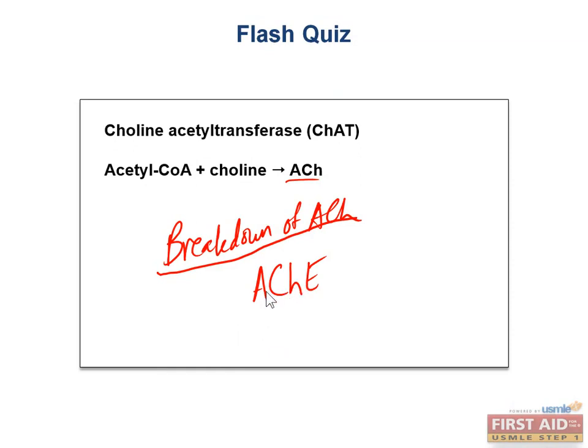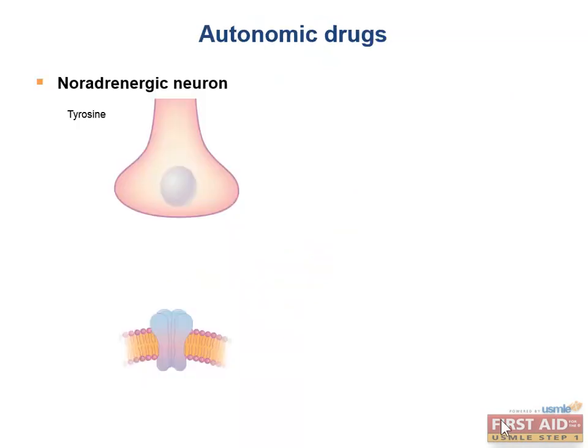So that's going to be the enzyme that is responsible for breaking down the acetylcholine within the cleft. This is going to be a very important enzyme, and we'll spend some time later talking about this in the lecture. Now let's take a look at the noradrenergic synapse.